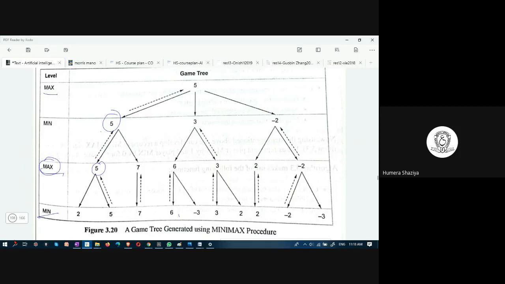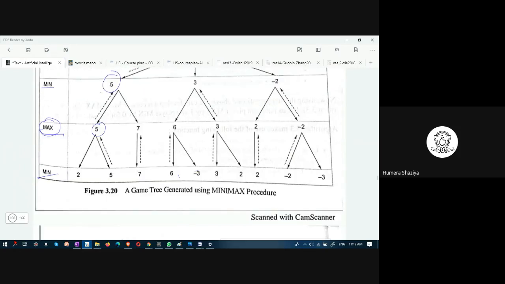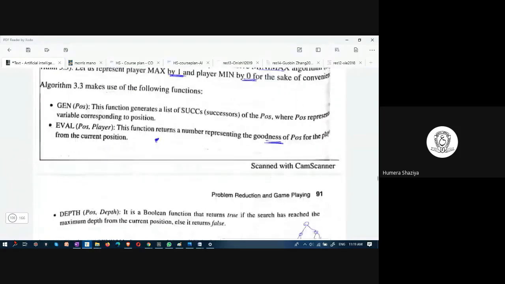Here, out of this, 6 is max. Out of 6 and 3, 3 is minimum, so min is choosing 3. Out of 2 and minus 2, 2 is maximum, so max has chosen 2 through this path. This is joining here with minus 2, and min would choose minus 2. This is the minimax procedure.